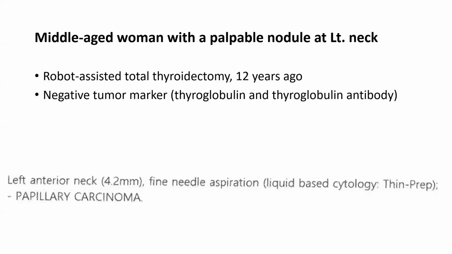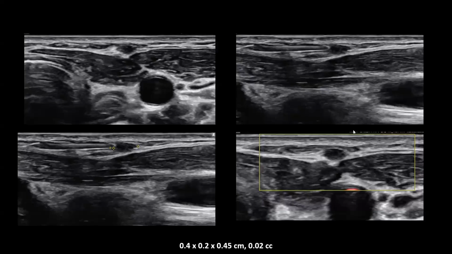She had undergone a robotic thyroidectomy 12 years ago. Recently, she palpated a small lesion at her anterior neck. The lesion was diagnosed as recurrence at FNA at an outside clinic. Serum thyroglobulin and thyroglobulin antibody tests were negative. It was a very small lesion that was located underneath the skin.